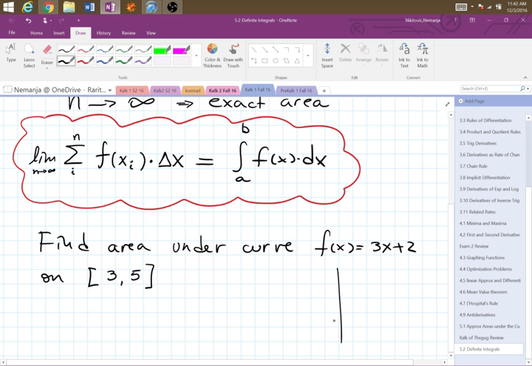So just a quick sketch of this. It goes through 3 and then 3 to 5. So we are looking for the area of this trapezoid here. Clearly you can geometrically figure out what that area is because it's a trapezoid. You know the area for the trapezoid, the average of two bases times the height. But we are actually going to use the Riemann integral to solve this.